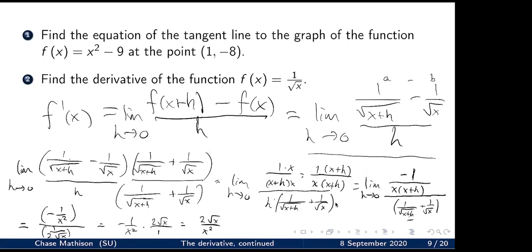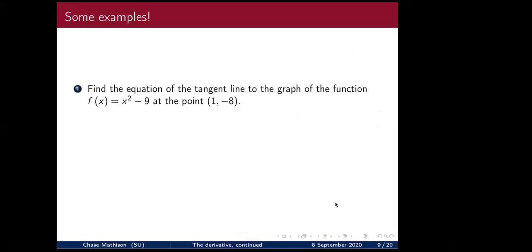All right, so let's look at problem 1. Find the equation of the tangent line to the graph of the function f of x is equal to x squared minus 9 at the point 1, negative 8. All right, so now I'm finding a tangent line. I'm not trying to trick you. You actually do need calculus for this problem.